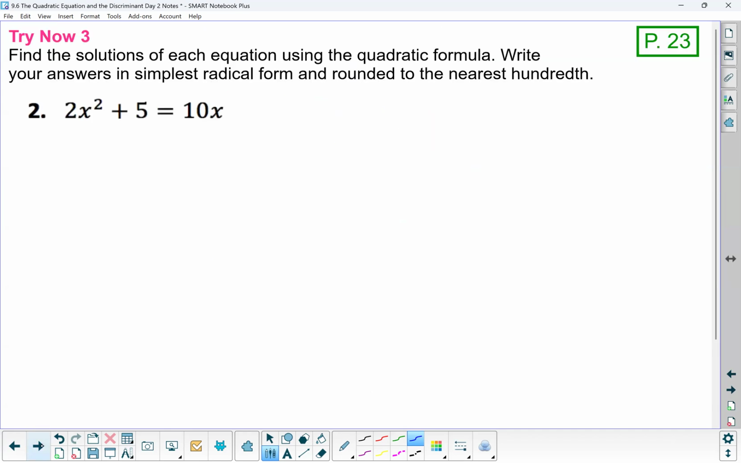The second try now problem, again, go ahead and try it. When you're ready, I would say pause the video if you can, and then when you're ready to see the solution, go ahead and play it.